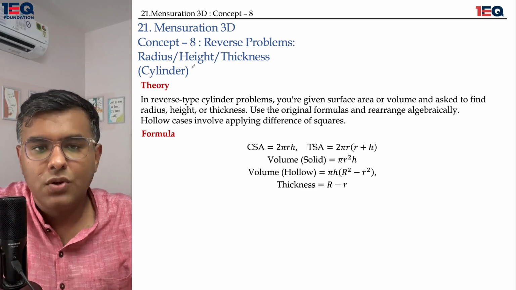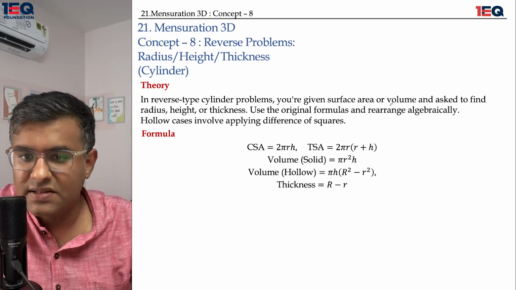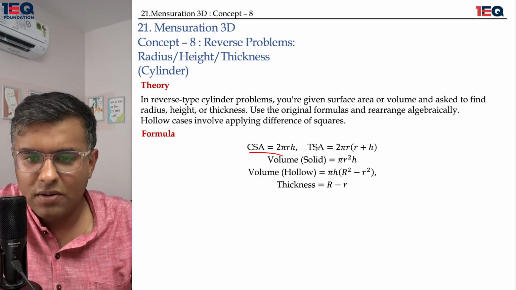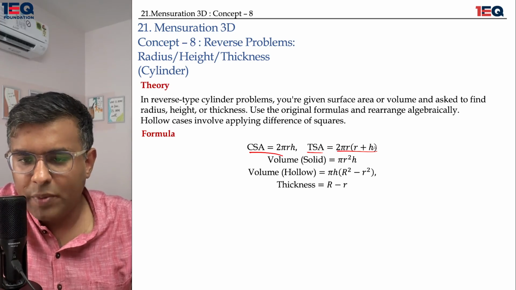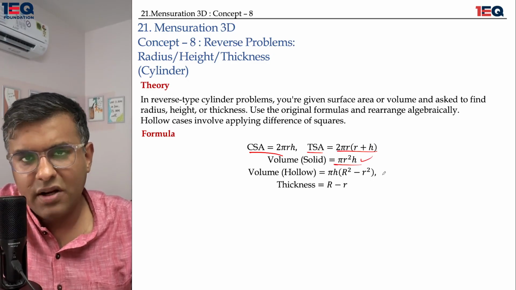Now we'll be talking about thickness as well. We'll have this curved surface area, which is 2 pi RH. We have already talked about it. The total surface area is 2 pi r in the bracket h plus r. The volume is pi r square h. This is already what we've been doing.